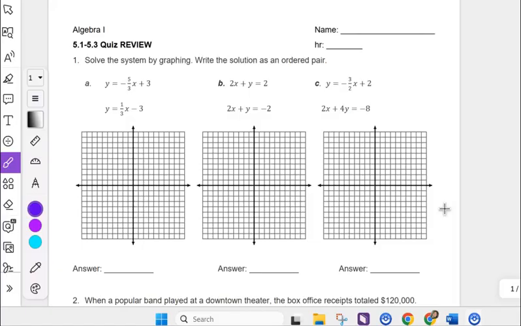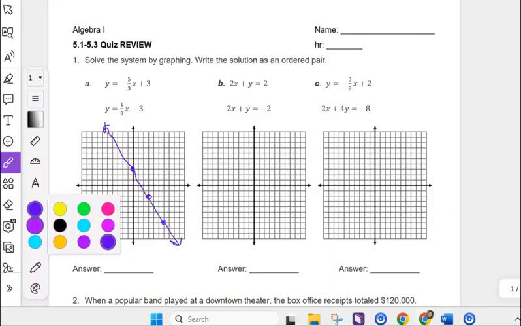and C. So for A, the first equation is y equals negative 5 over 3x plus 3. So I'm going to start at 3 on my y. I'm going to go down 5 and over 3. Down 5, over 3. And then I connect that.